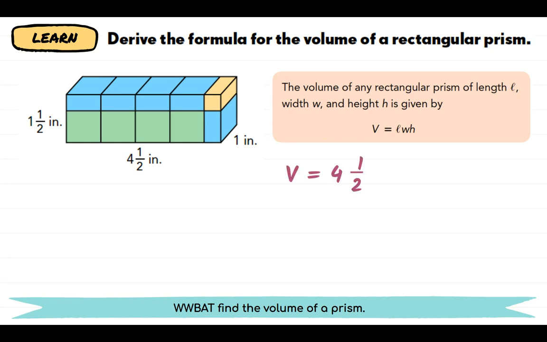So the length is 4 1/2 inches. The length is the longer side of the prism. And then we have the width of 1 inch. And then we have the height, which is the distance from the bottom to the top, of 1 1/2 inches. Now, like I said before, you have to turn the mixed number into an improper fraction before you can multiply. So 1 stays the same because that is not a mixed number.